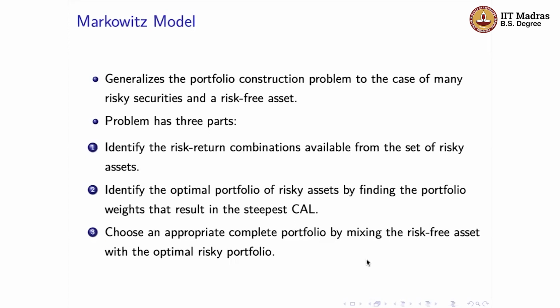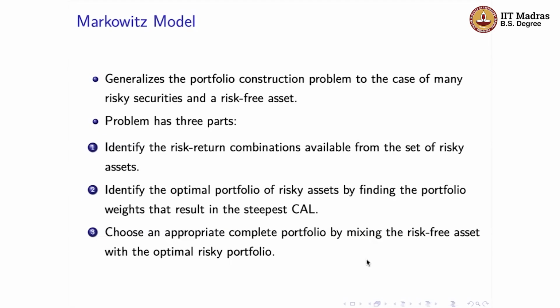So the Markowitz model has basically three parts in terms of the optimization problem. The first step involves identifying the risk-return combinations available from the set of risky assets. The second part involves identifying the optimal portfolio of risky assets by finding the portfolio weights that result in the steepest capital allocation line. And finally, it involves choosing an appropriate complete portfolio by mixing the risk-free asset with the optimal risky portfolio.